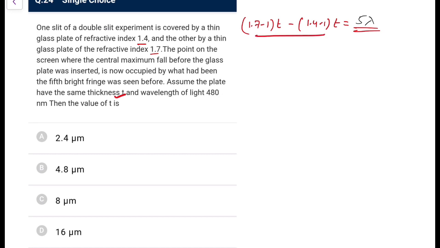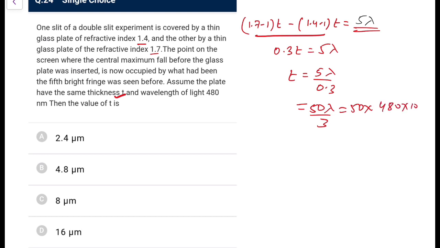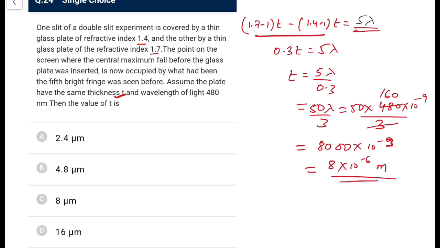So if you do this complete calculation, 0.3 t is equal to 5 lambda. So t is equal to 5 lambda over 0.3, so this is 50 lambda by 3. Lambda is given as 480 into 10 to the power minus 9, divided by 3. So this is 160. So 160 into 50, 16 5s are 80, and 00, into 10 to the power minus 9. So what we are left with is 8 into 10 to the power minus 6 meter, or you can say 8 micrometers. That's the option you will take.